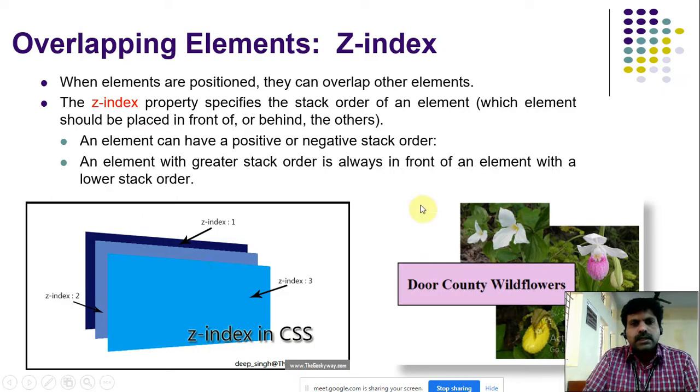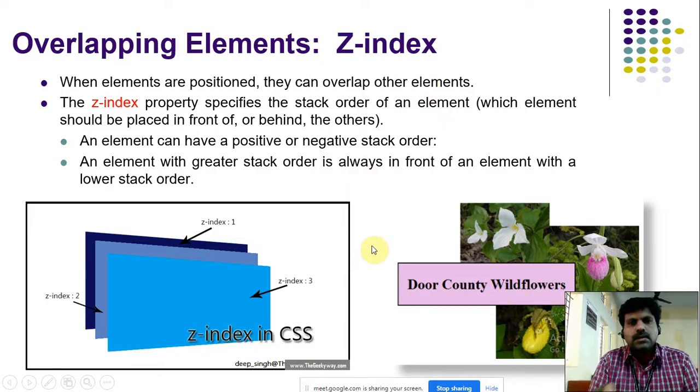Here Z index is represented by both positive and negative numbers. The element with the highest value will be visible in the front. That element will come to the front. For example, here we have three images, and this particular text has the highest Z index, so that's why it is overlapping all the other elements. And you can change any element to come to the front by using Z index.